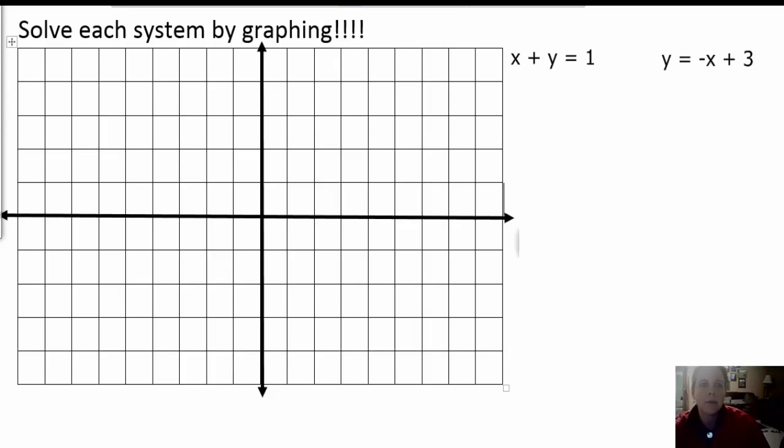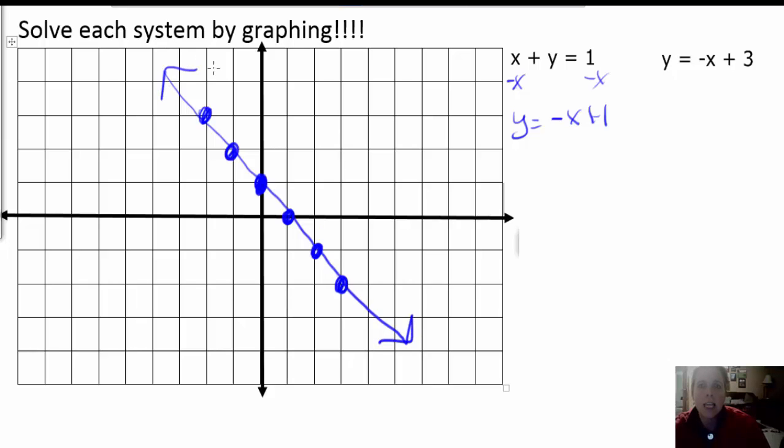Okay, next one. So sometimes you're still going to have to solve for y. It needs to be in the form y equals mx plus b. So we need to subtract x. So y equals negative x plus 1. So we're at plus 1. This is just like the first one, it looks like. And then our slope is down 1 to the right 1, down 1 to the right 1. Or up 1 to the left 1, up 1 to the left 1. Draw a line.